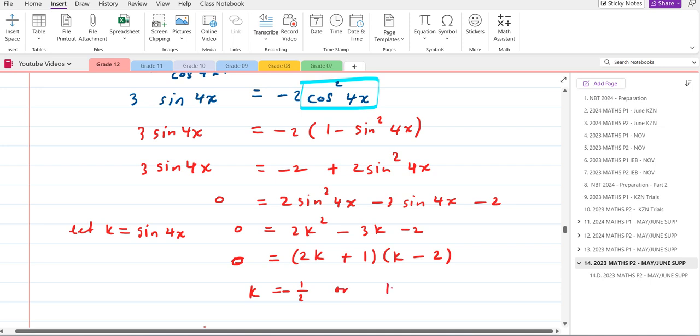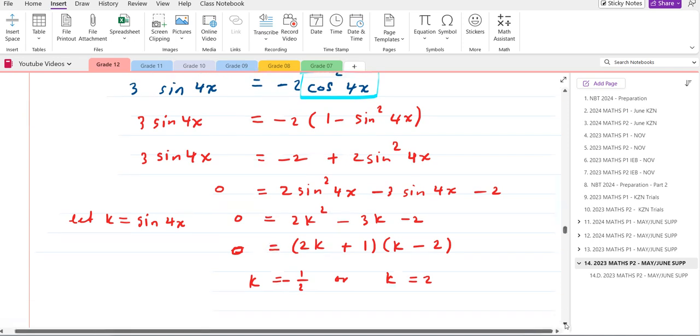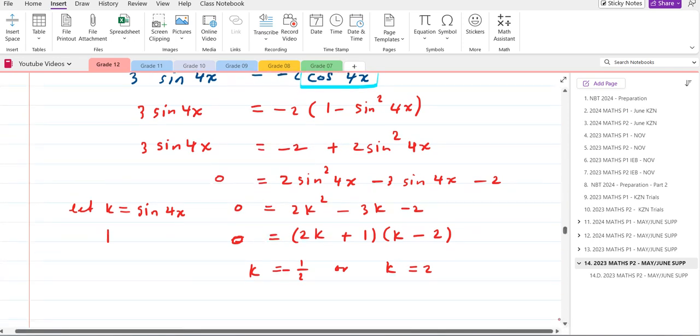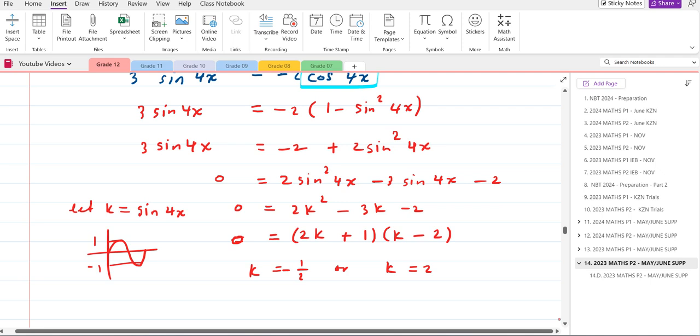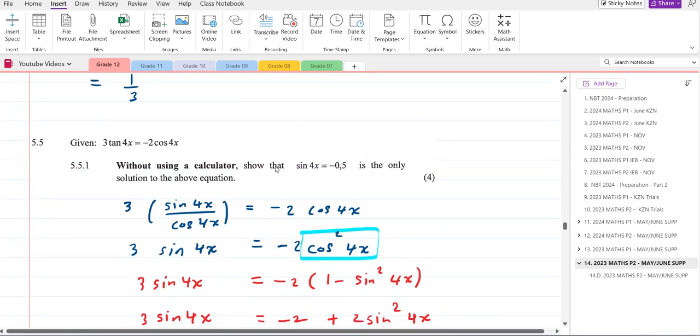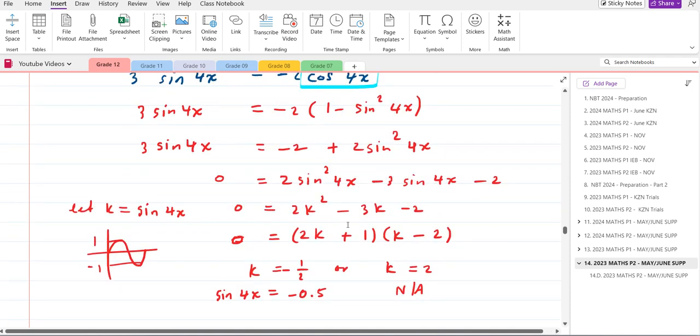or k equals 2. Now remember, sine 4x can't be 2. It can never ever be 2, because the minimum and maximum value of sine is negative 1 and 1, right? So the value of 2 does not exist, so not applicable here. So k, which is sine 4x, is equal to negative 0.5. So did we prove it? Yes. Sine 4x equals negative 0.5. That's what this trigonometric equation simplifies to. Very nice question. Let's move on to the next one.